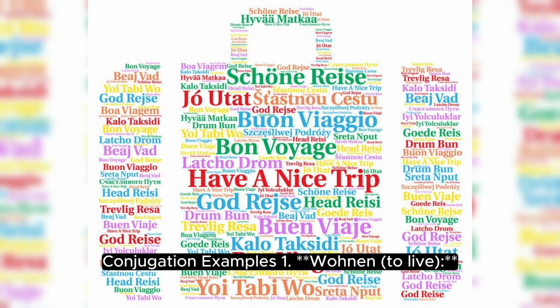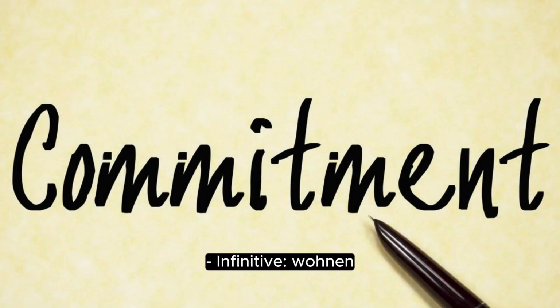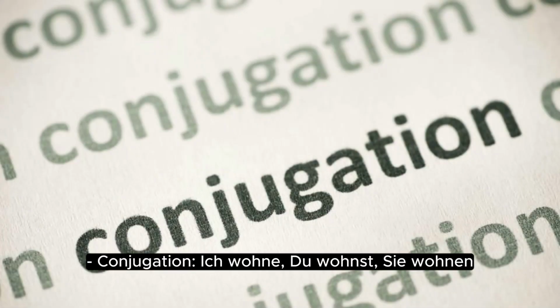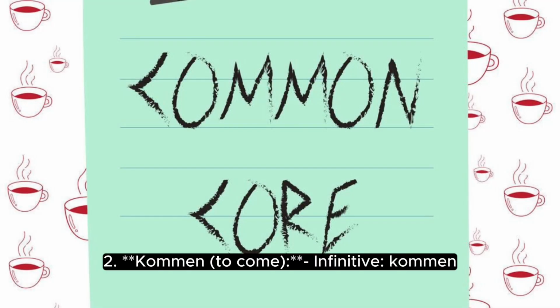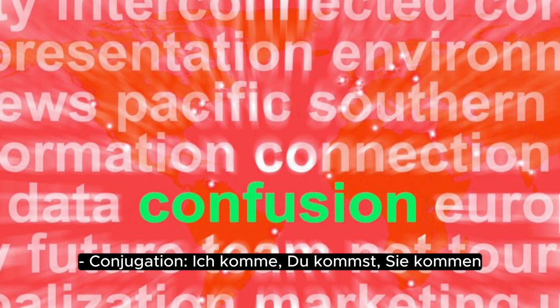Conjugation examples: 1. Wohnen, to live. Infinitive, wohnen. Conjugation: ich wohne, du wohnst, sie wohnen. 2. Kommen, to come. Infinitive, kommen. Conjugation: ich komme, du kommst, sie kommen.